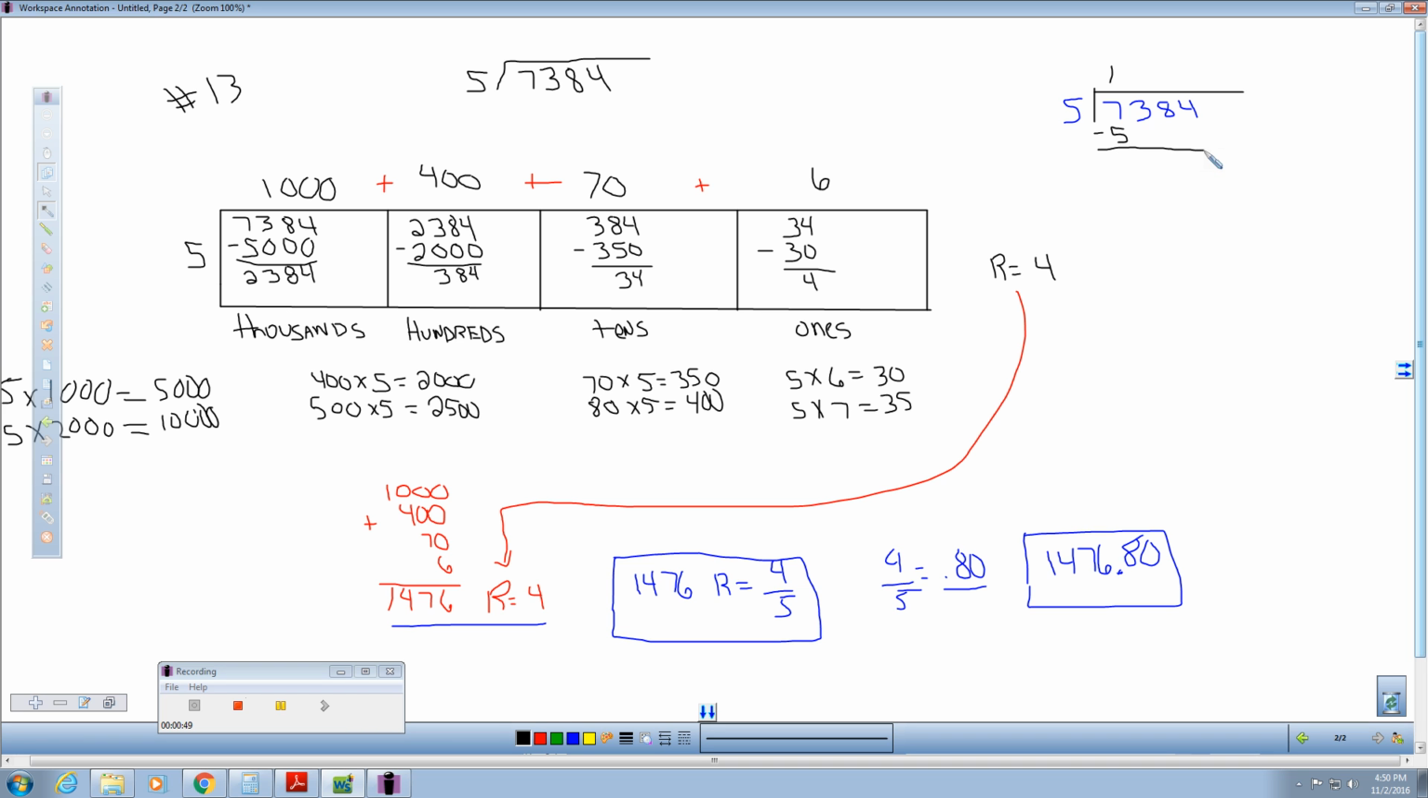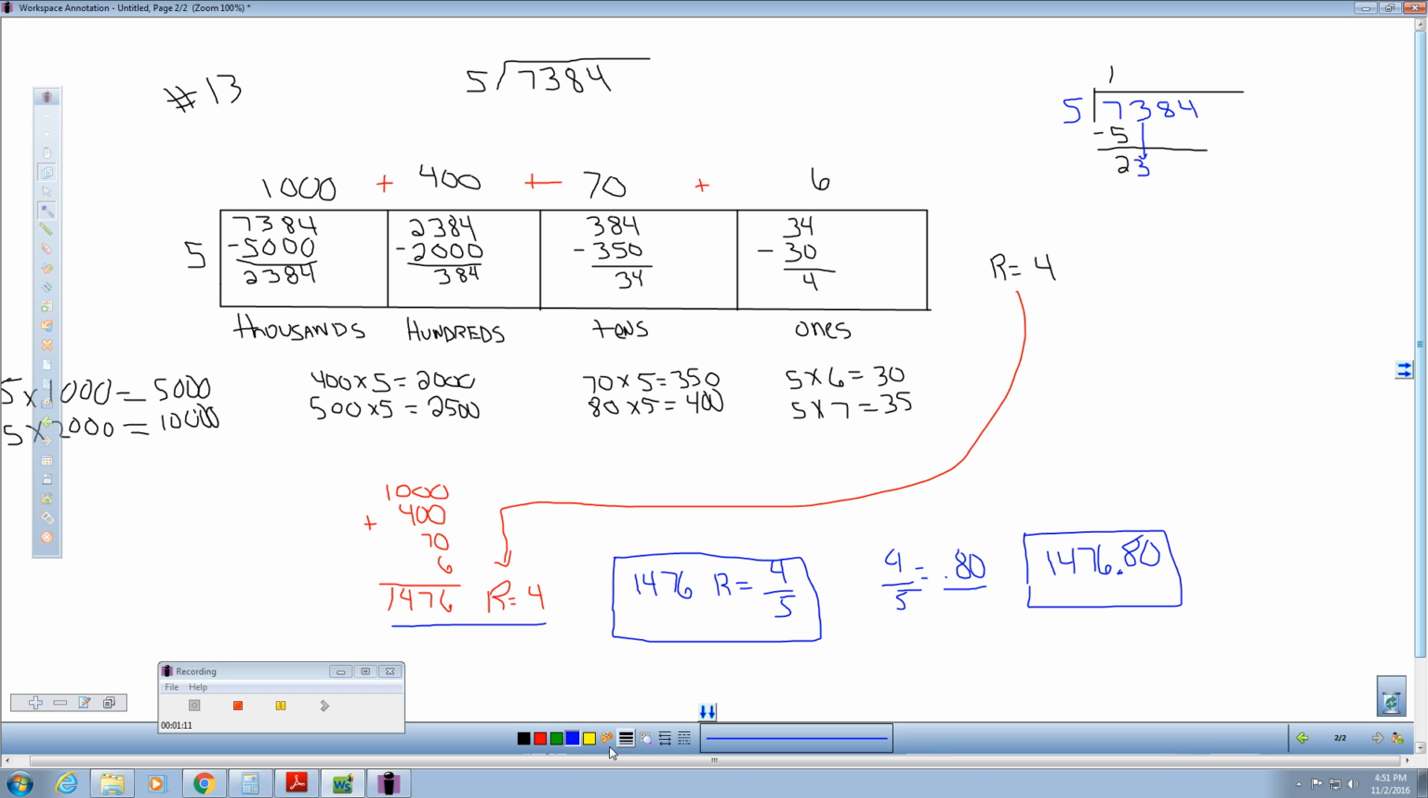Okay, we're going to draw a line here. We're going to subtract these two. Okay, so 7 minus 5 is 2. The next step is to bring this number down. Okay, so I'm going to go up here and we're going to bring this 3 down right here. We don't touch any of the other numbers.